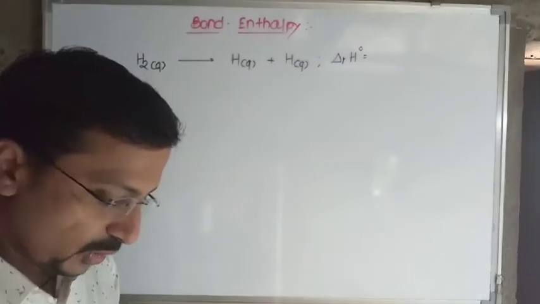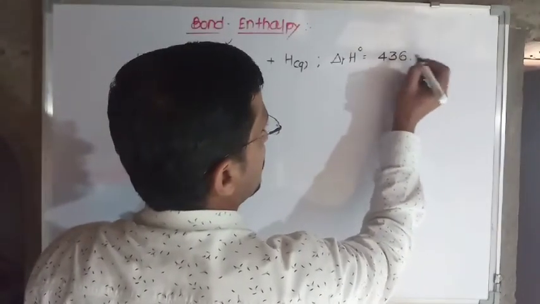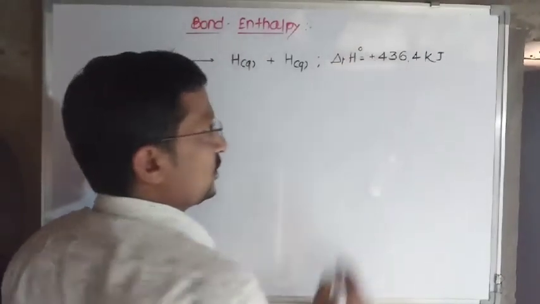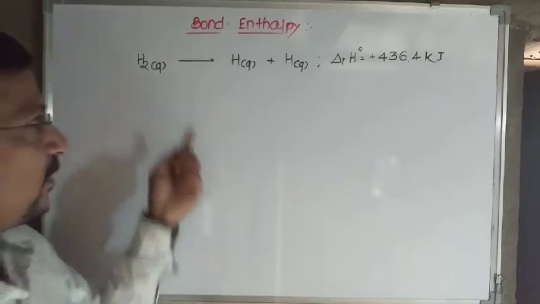For separating the 2 hydrogen atoms of the hydrogen molecule, the energy that must be supplied is 436.4 kilojoule. This much amount of energy is plus, remember it is positive, isn't it? It means it is an endothermic reaction. So it is bond enthalpy.